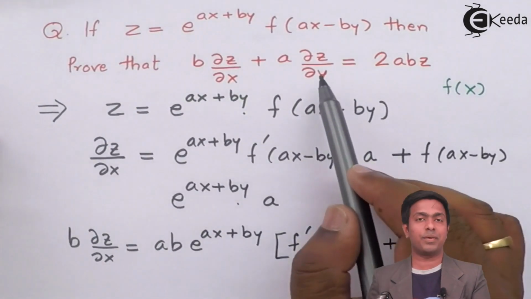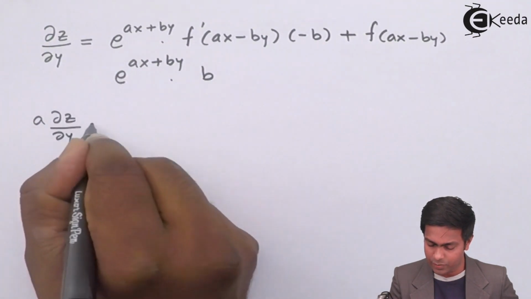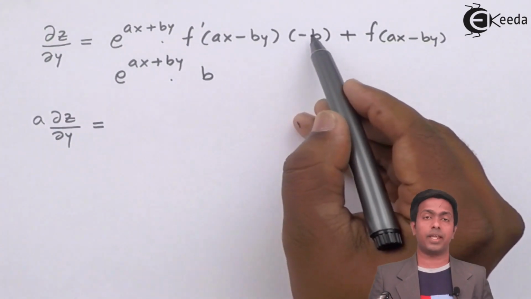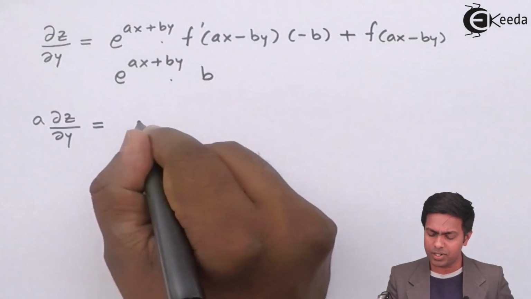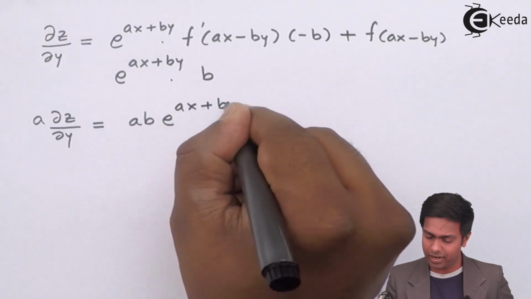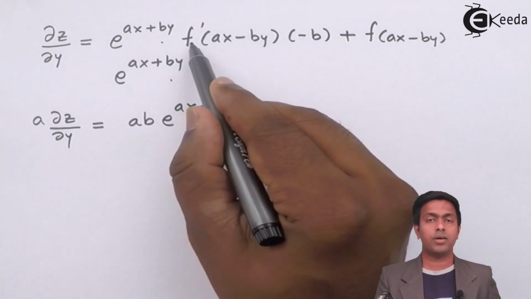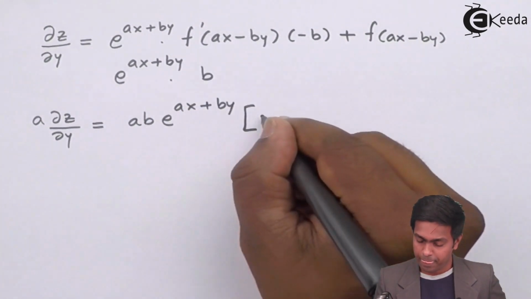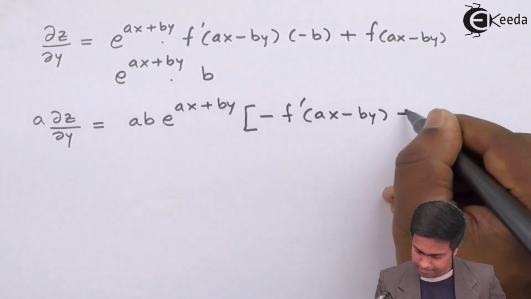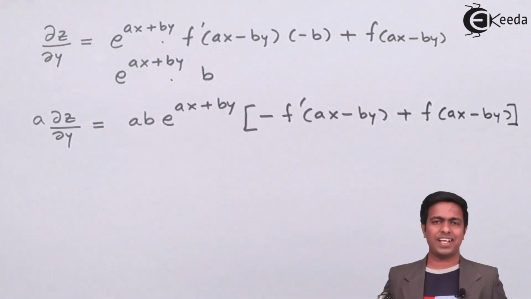Now here we got the value of del z by del y. So to this value we'll multiply by a, and guys here we will get a del z by del y equal to. So here we'll get a as well as here also we'll get a. So here we'll get a term ab. So I can take it common from both the terms. So ab outside, here e to the power ax plus by again outside, and in the bracket two terms will remain, that is this term which is negative term, and this one is the positive term. So guys, we got both the values.